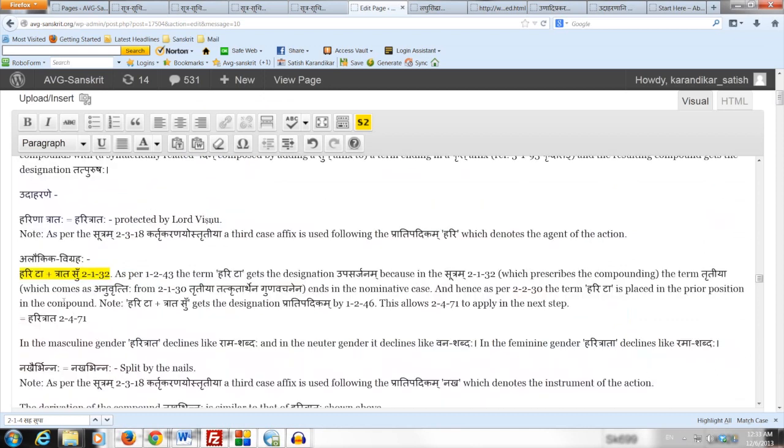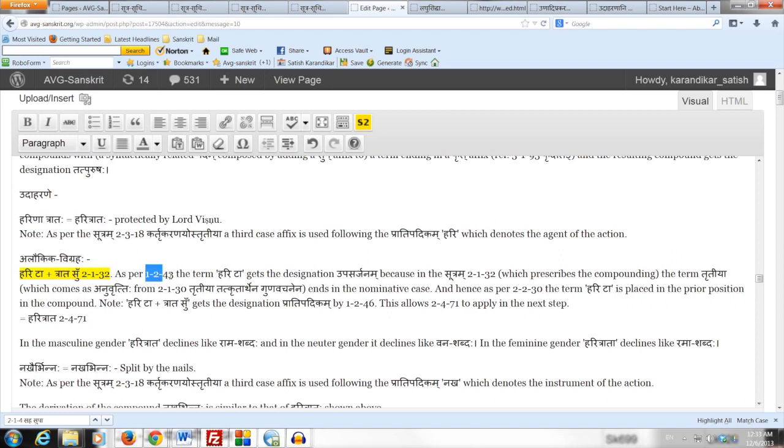The Alaukika Vigraha Vakyam is Hari Ta plus Trata Su, compounding prescribed by the Sutram 2.1.32, because we do have a Tritiyantam Padam Hari Ta, and Tritiya Vibhakti is used here in the sense of the agent of the action, and compounding is being done with a Subantam Padam, where the Pratipadikam Trata ends in a Krit affix. So conditions for applying 2.1.32 are satisfied.